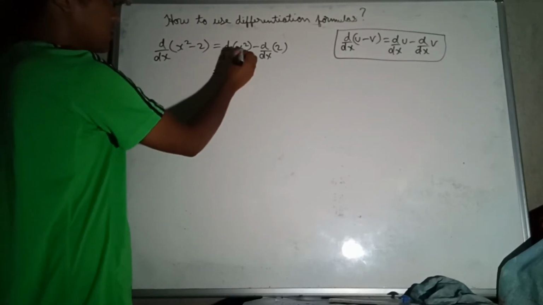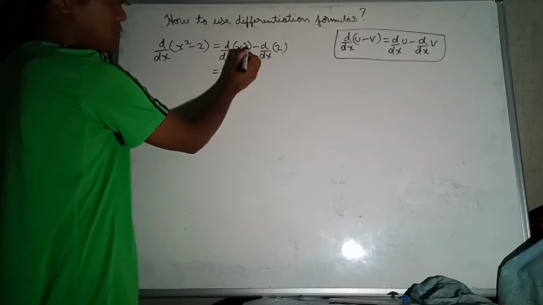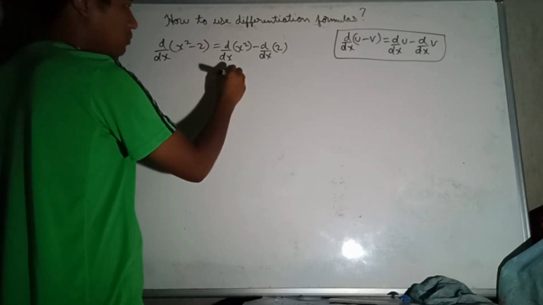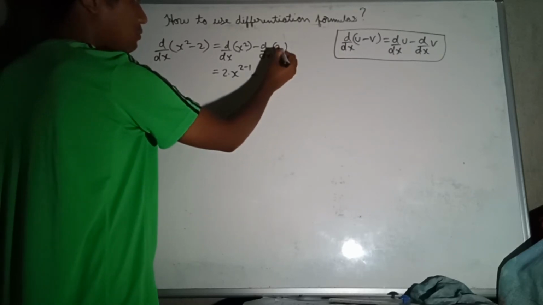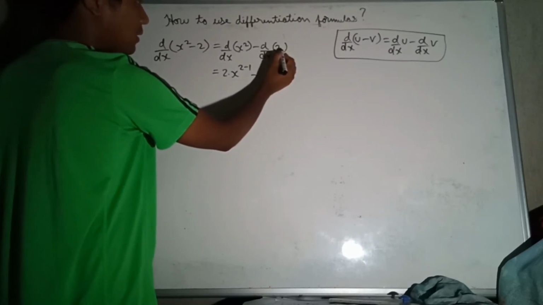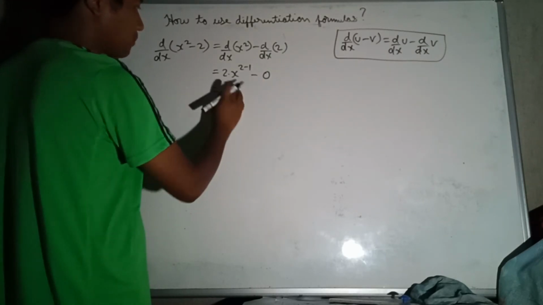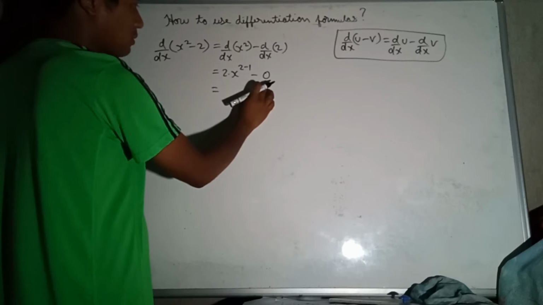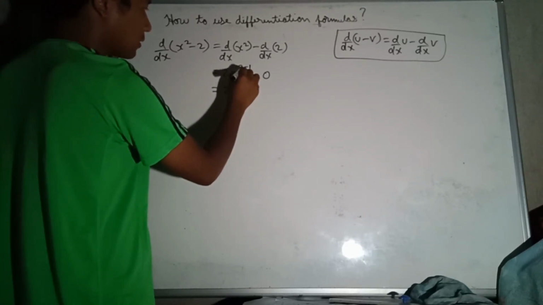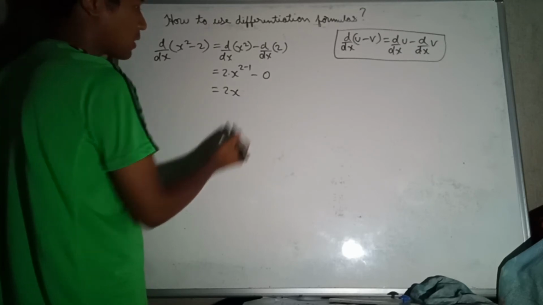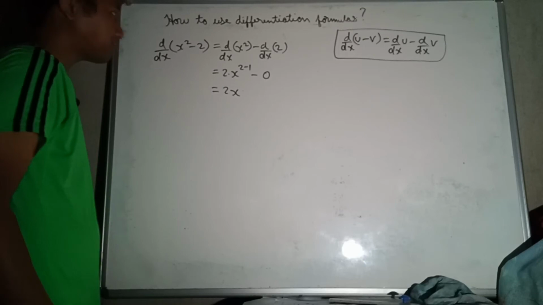So this is equal to, using the d/dx of x to the power n formula, n x to the power n minus 1, 2 into x to the power 2 minus 1, minus d/dx of 2. Since 2 is a constant, d/dx of a constant is 0. So this is equal to 2x to the power 2 minus 1 minus 0, which is 2x to the power 1. So the answer is 2x.